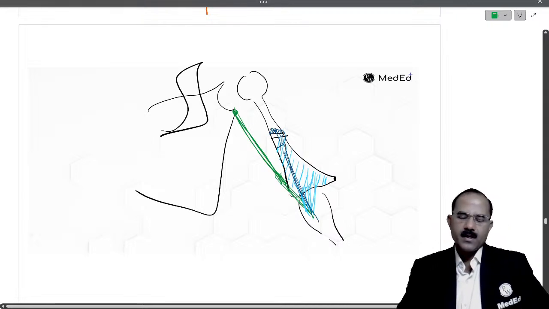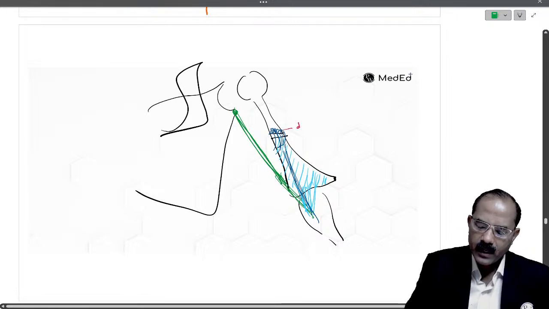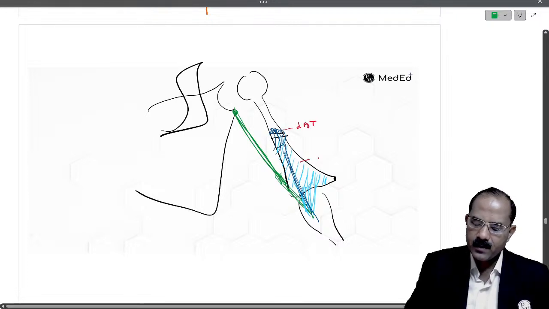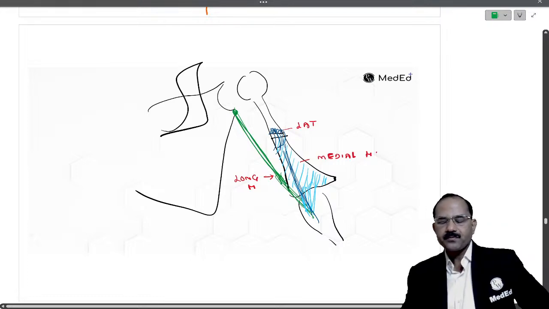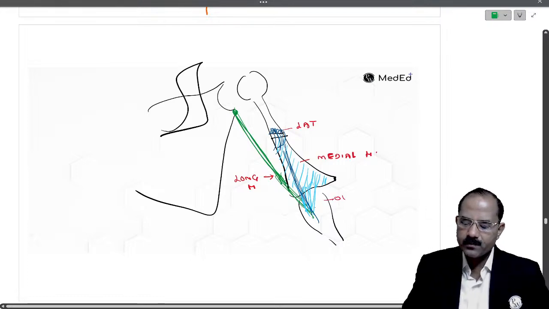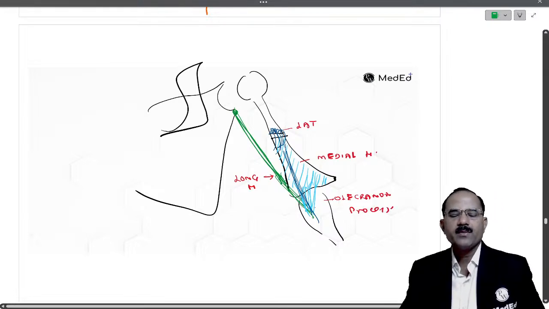So this is the lateral head of triceps. This is the medial head of triceps. That's the long head of triceps. And what is this? Olecranon process. Clear to all of you? There is no short head in triceps.